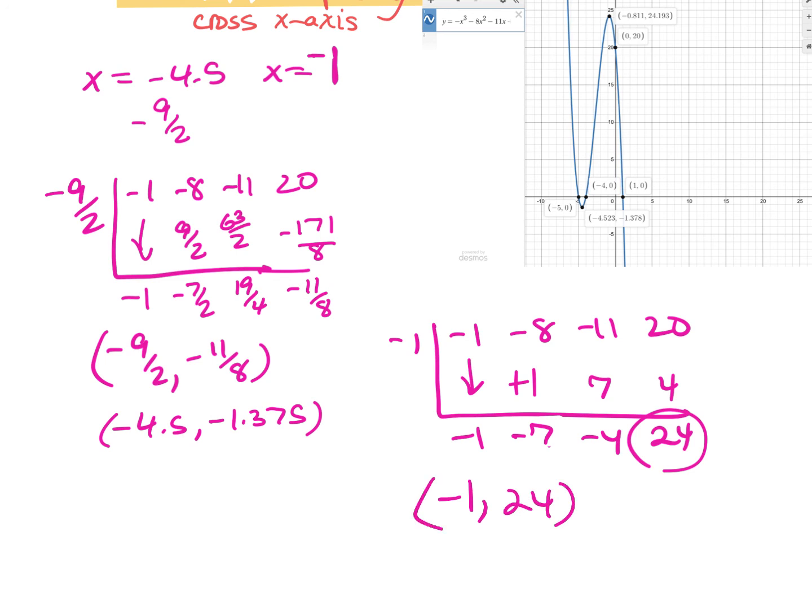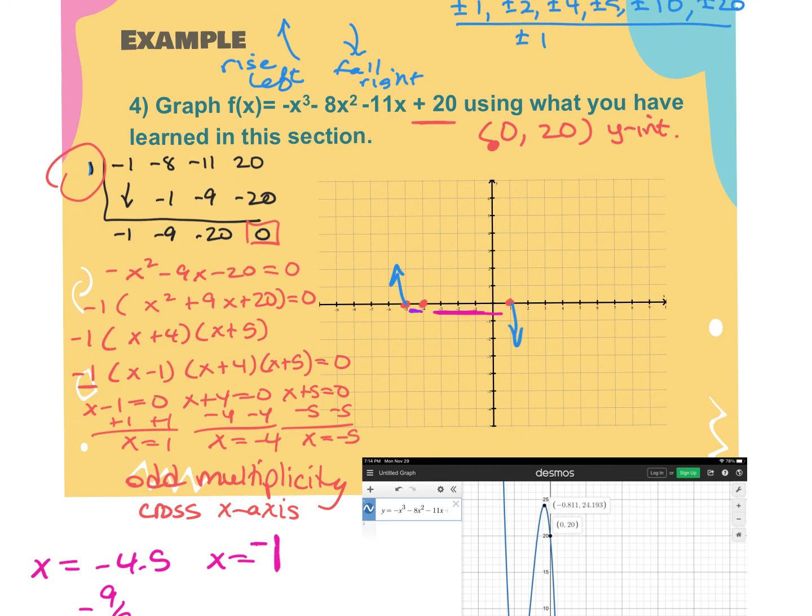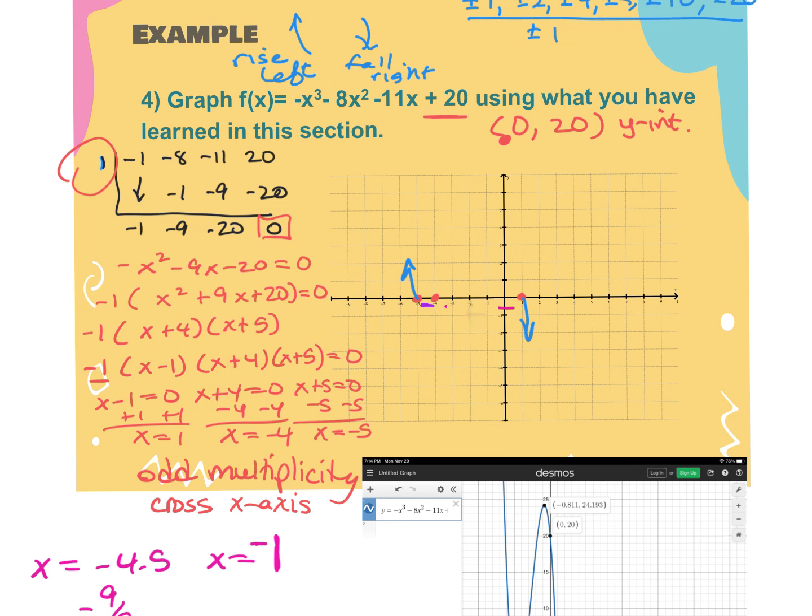So now I can graph these additional points. And this is going to tell us how our graph is going to move along. So let me come back up here. So I already have the zeros graphed. Let me get rid of this stuff here. Let me put my 0 a little bit better back. Okay, so I have one here and here. So now I'm graphing the ordered pair -4.5, -1.375. So halfway in between.